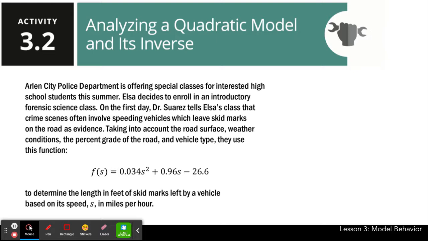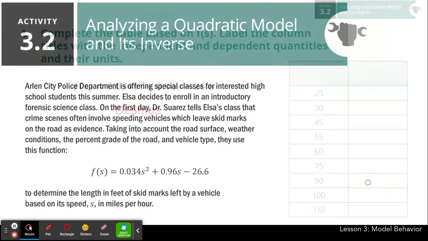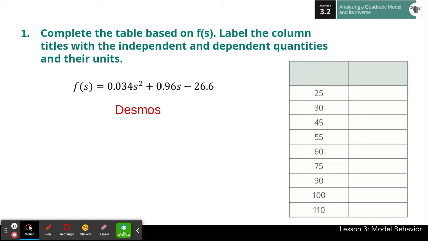Taking into account the road surface, weather conditions, the percent grade of the road, and vehicle type, they use this function, and it determines the length in feet of skid marks left by a vehicle based on its speed, s, in miles per hour. So my independent variable is the speed, and my dependent variable would be how long the skid marks are in feet. So the speed can be anything it wants, and then it's going to decide how long the skid marks are. So question 1 says, complete the table based on f of s. Label the column titles with the independent and dependent quantities and their units. So like we just discussed, this would be speed.